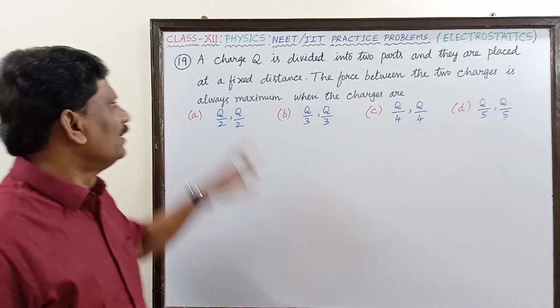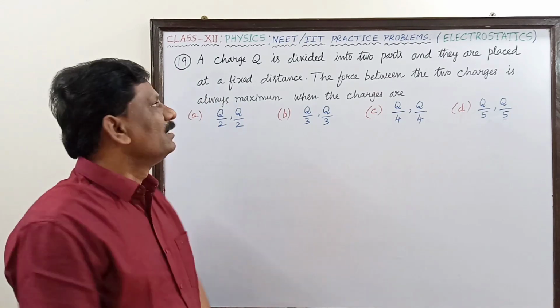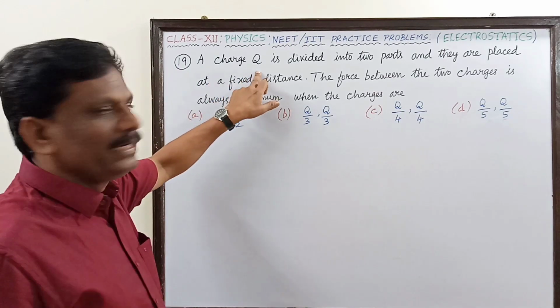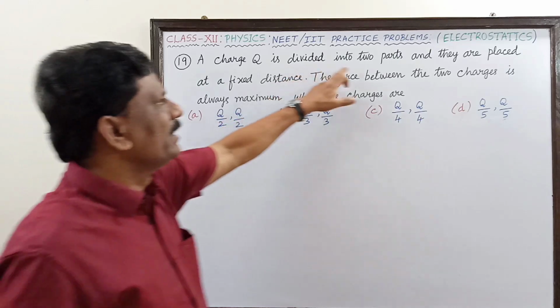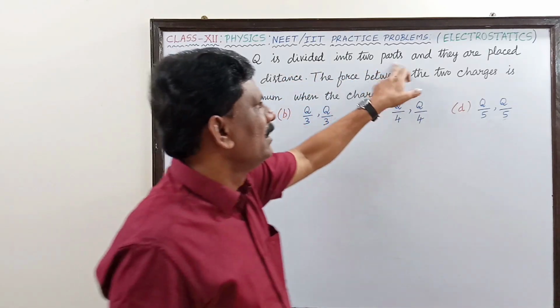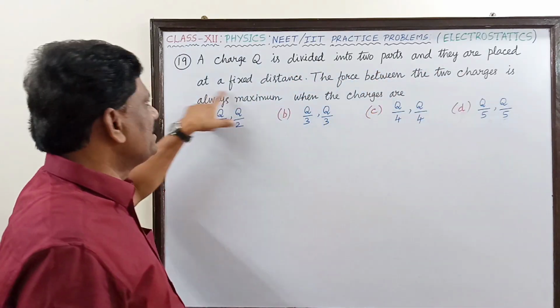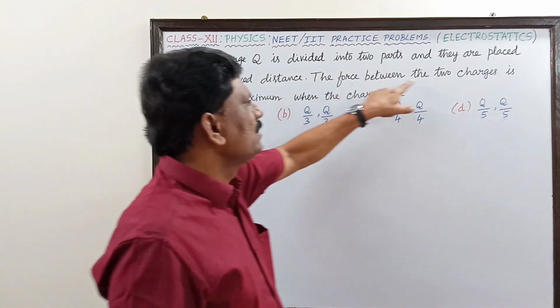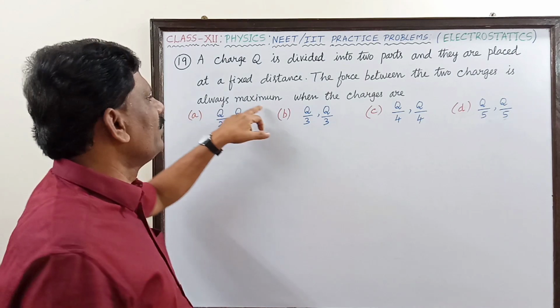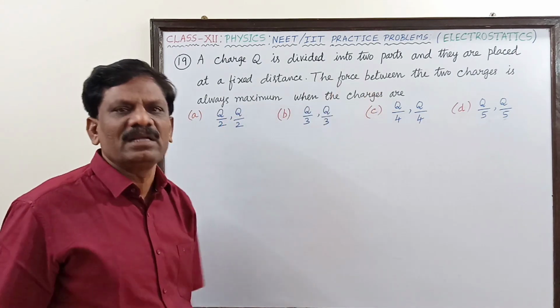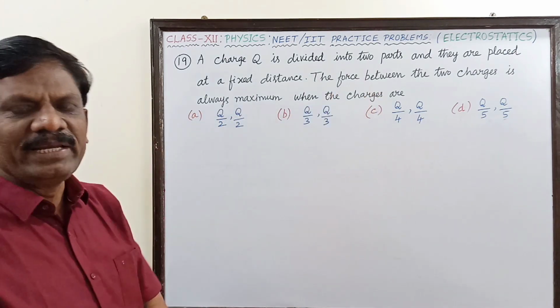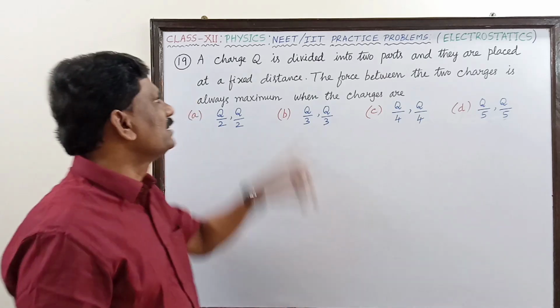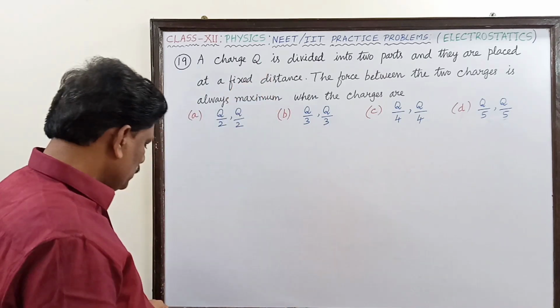Hi students, MCQ number 19. A charge capital Q is divided into two parts and they are placed at a fixed distance. The force between the two charges is always maximum when the charges are. So we have to find the magnitude of the two broken parts of the given charge capital Q.